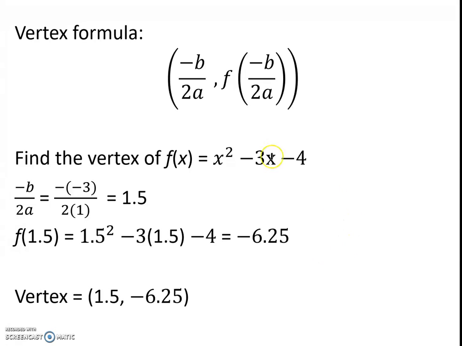Using the vertex formula, we have negative b divided by 2a, and then we evaluate the original function at that negative b divided by 2a. So first, find the vertex of this. We are doing it with the vertex formula, which is negative negative 3 divided by 2 times 1, which we find is 1.5. Putting that 1.5 into the original equation, we find that our y value is negative 6.25. Then once again, our vertex is at 1.5, negative 6.25, using the vertex formula.